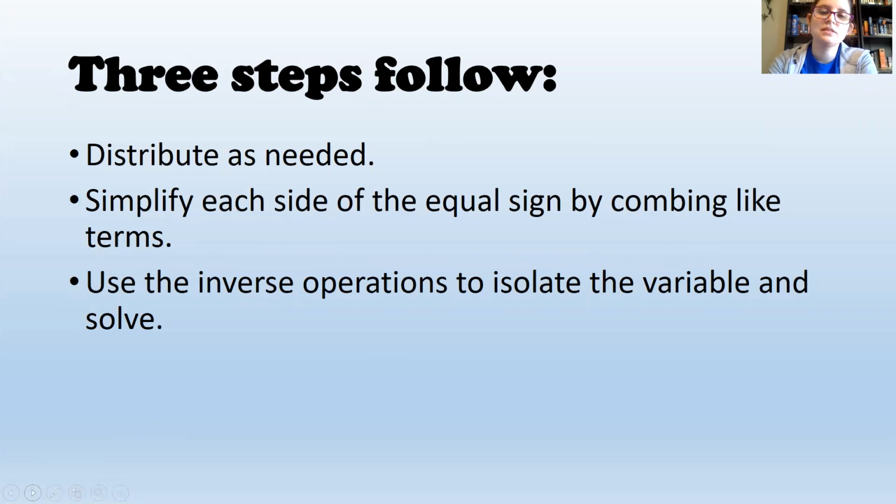So there's three steps that we need to follow. The first is distribute as needed. I will show you one example that follows undoing the distributive property like we did in the previous video, and why that's not the best idea and where it's better to distribute. The next step is to simplify each side of the equal sign by combining like terms. And the final step is to use inverse operations to isolate the variable so that we can solve.